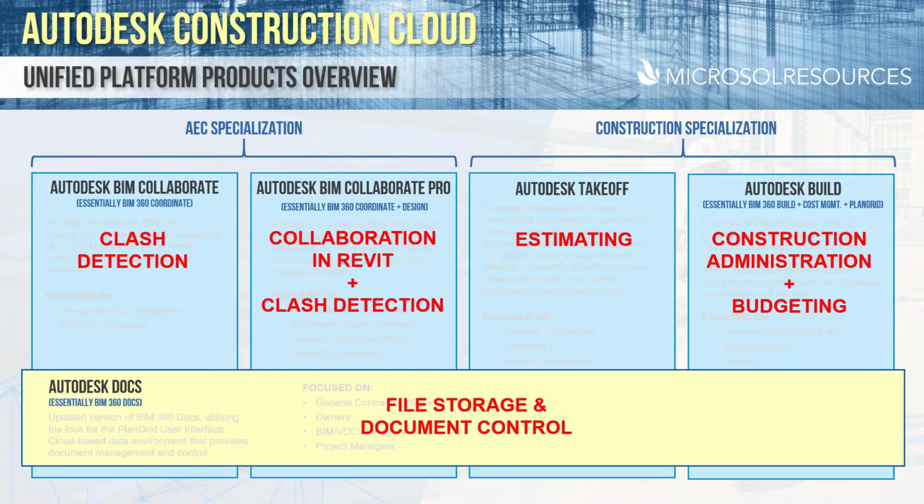Here's a slide that I created just to help simplify that same look that we had for BIM 360. So you can see here, BIM Collaborate is essentially clash detection. BIM Collaborate Pro is the collaboration plus the clash detection. Autodesk Takeoff is estimating. Autodesk Build is construction administration and budgeting. And then Autodesk Docs is file storage and document control.